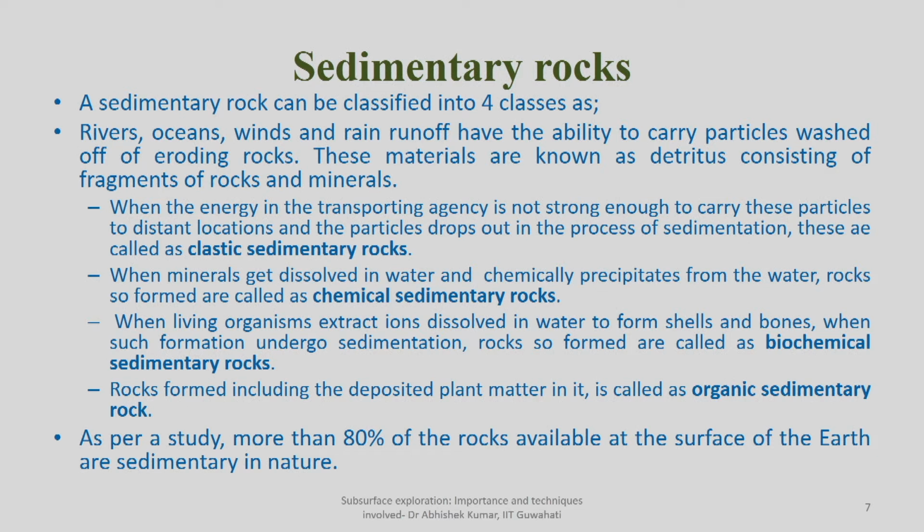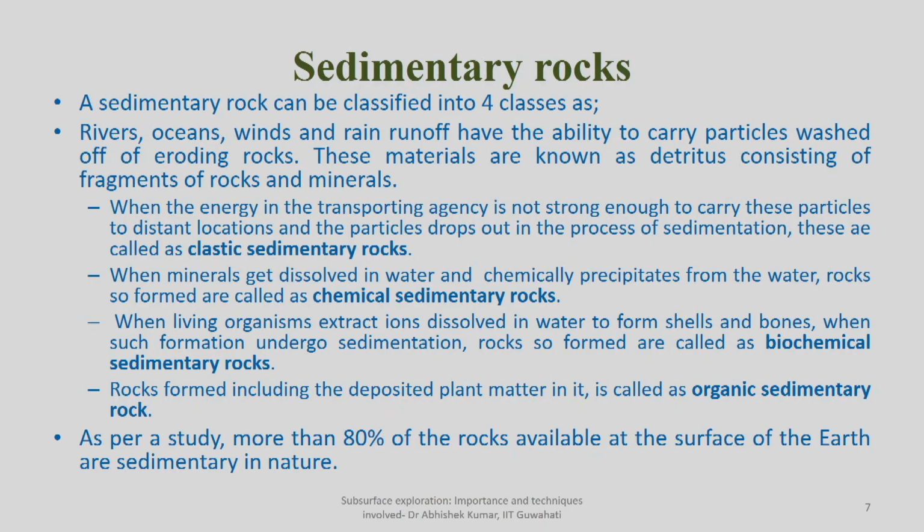Whenever river water, oceanic water, wind or rain comes in contact with any kind of rock layer, it will wash away the material, eroding the material or the deposition on the surface. If the process continues for a longer time, you can see the erosion of material. These materials are known as detritus, consisting of fragments of rocks, and if the rock contains minerals, minerals will also be there. Because of the flow, it will be eroding as well as transporting.